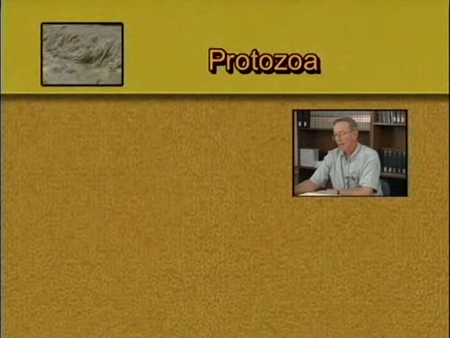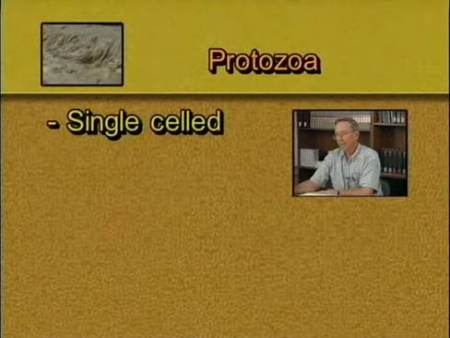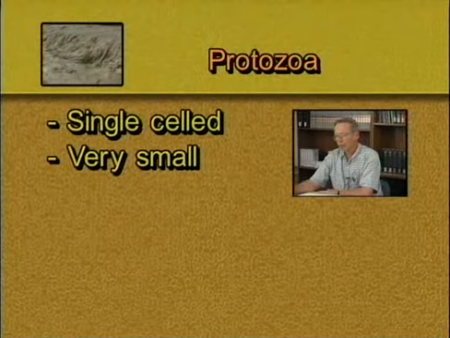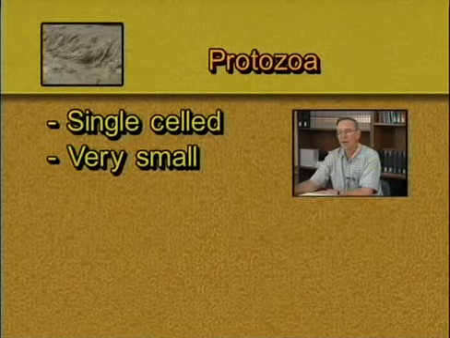The animals that we're going to discuss, the first one, are the protozoa. Now the protozoa, also spelled on your course outline for this class, are single-celled, very small forms of animal life which exist in the soil. They are so small that many of these would exist in the film of water that surrounds an individual soil particle.